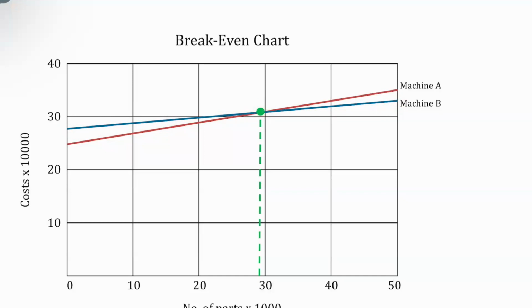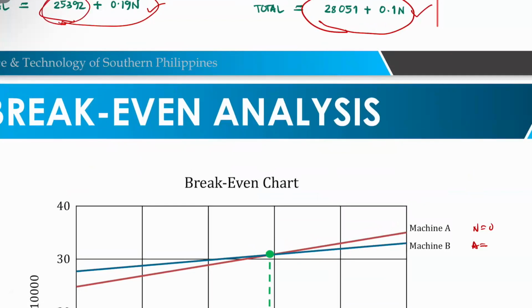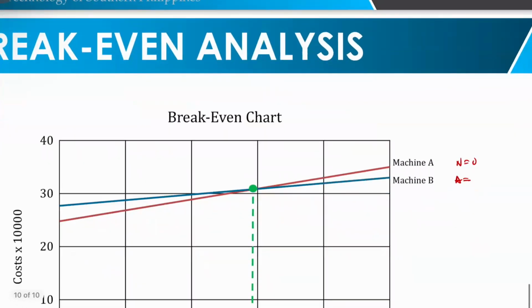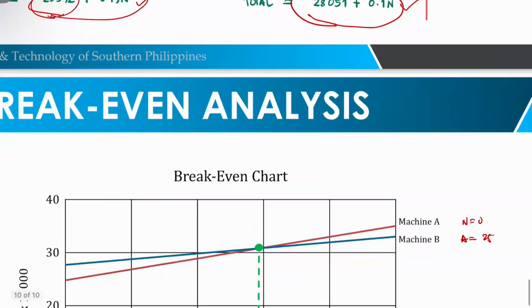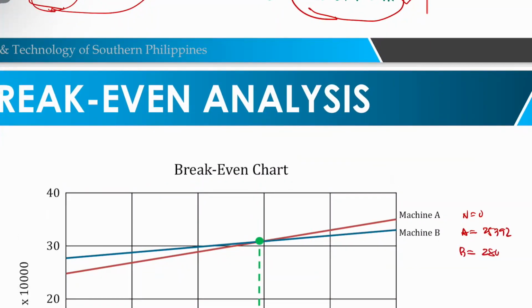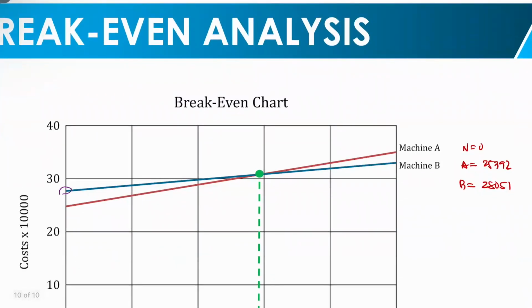Because these are costs, this graph, on the Y axis. Okay? So, it is 8 times 10,000. So, again, if n is 0, your machine A will have the value 25,392. And then your B will have 28,051. Okay, so that's why these are the values.